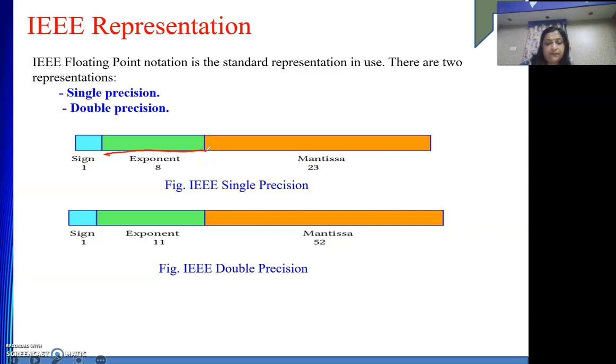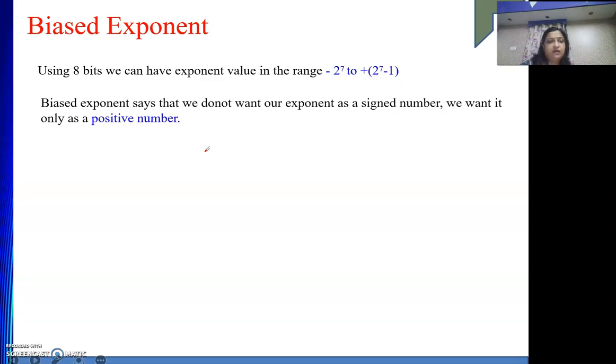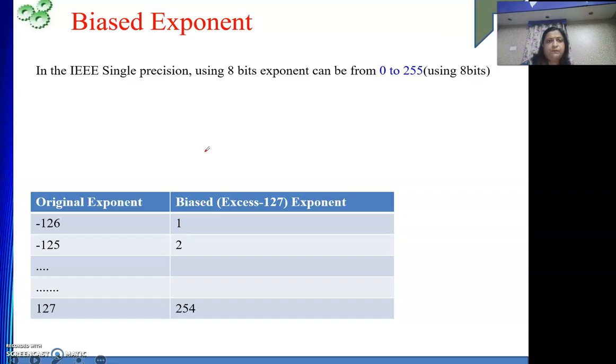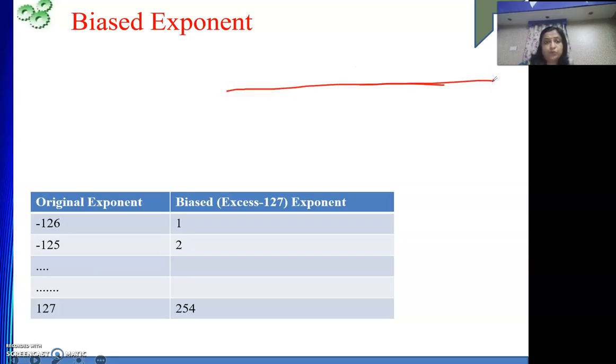So using 8 bits, what is the number I can represent? The number that I can represent using this is 0 to 255, right? Using 8 bits we can store the biased exponent. In IEEE, the exponent that we can store is 0 to 255, right?